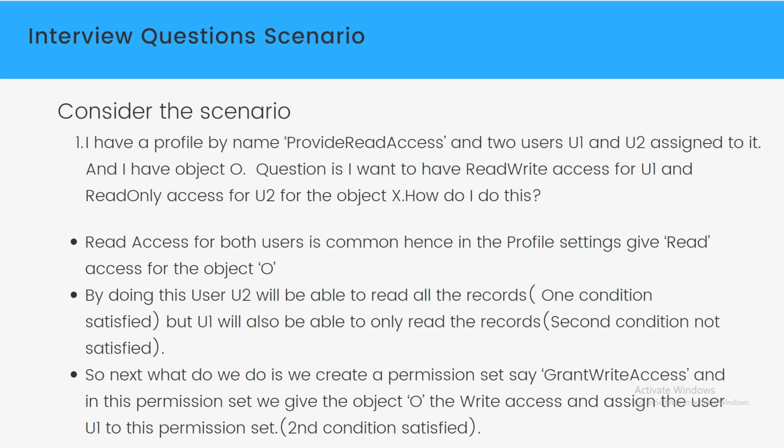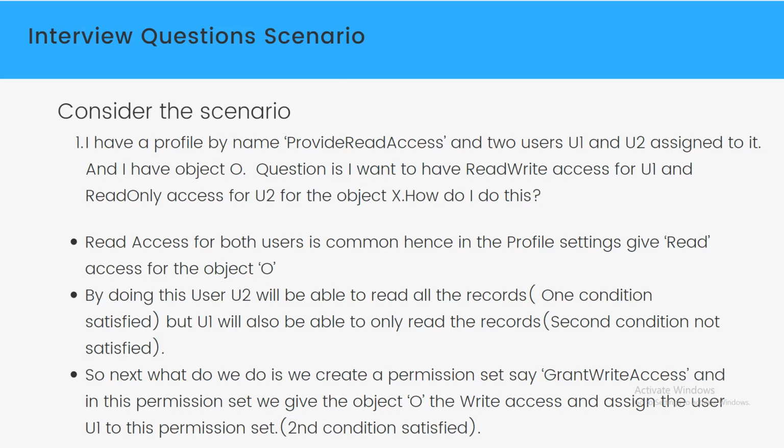Second condition is not met because हमको वो edit access भी चाहिए, right? So what we'll do, we can create a permission set by simply setting a name of grant write access, and in the permission set we give the object the write access and assign it to the user, to the permission to this permission set.